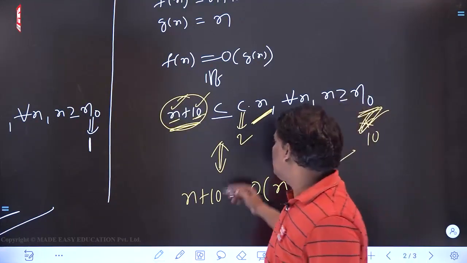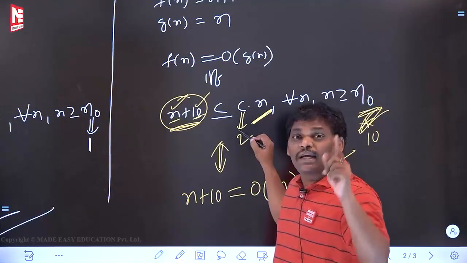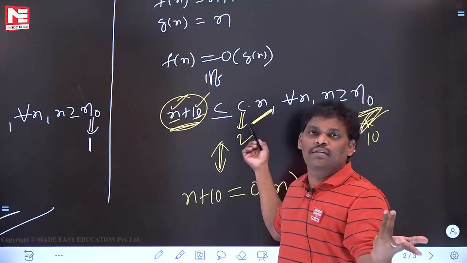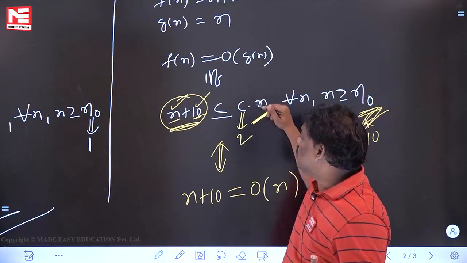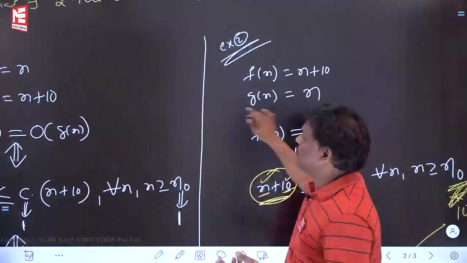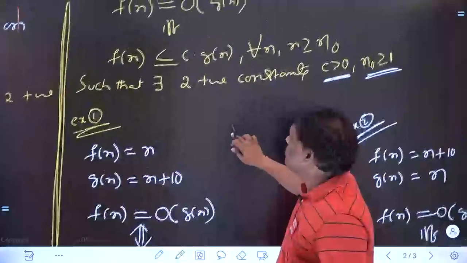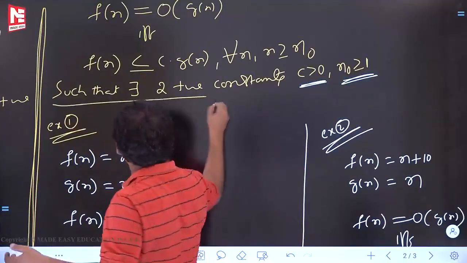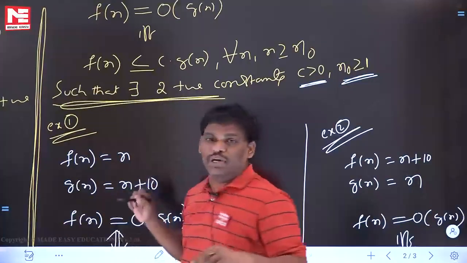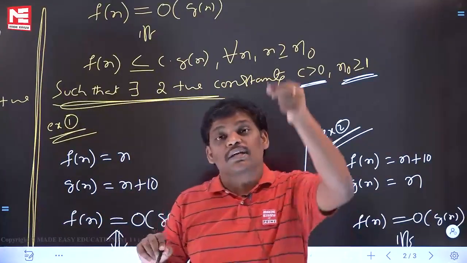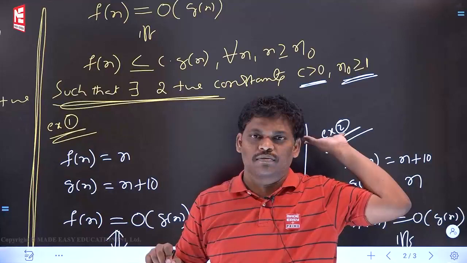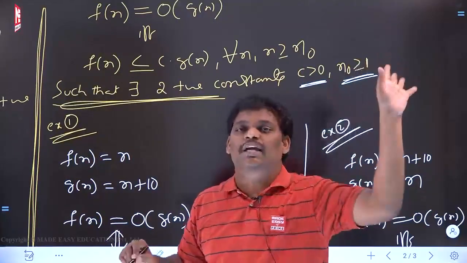Some people are asking, you took C value 2, it's okay, but can I take 3? Yes, you can take it. Some people ask, sir, how can I take whatever I want? See the definition. That is the reason I wrote the definition. See this one: such that there exist two positive constants. It is not for all constants. Such that there exist two constants. Some C value exists like that.